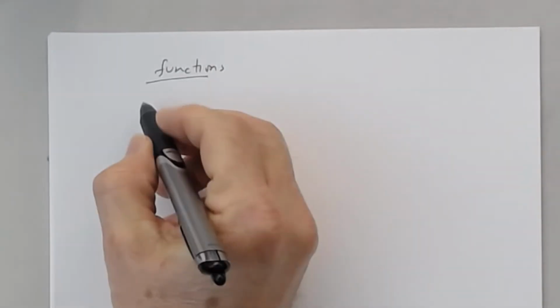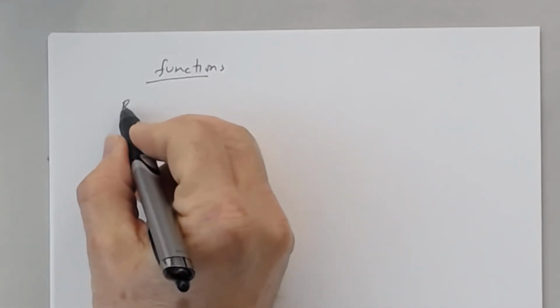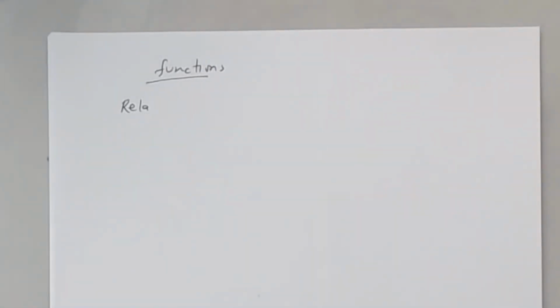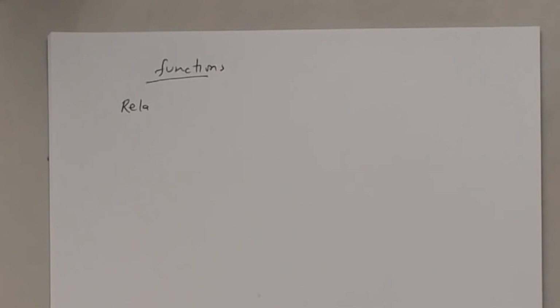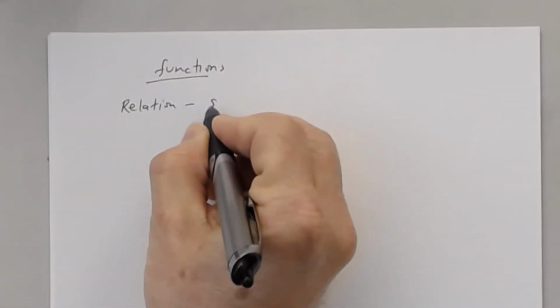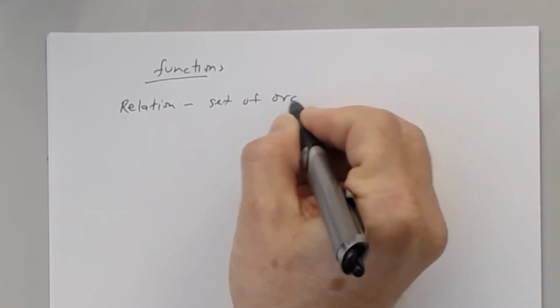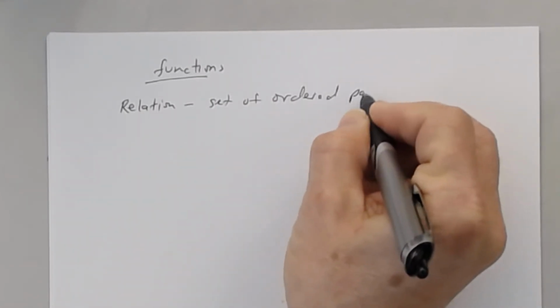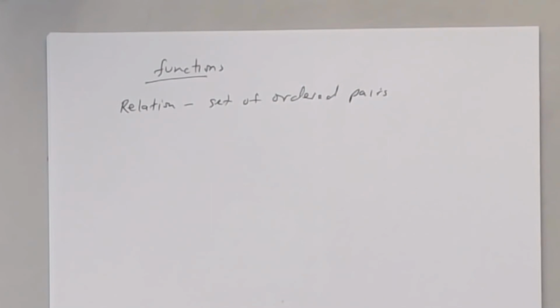So in order to talk about functions, we need to talk about a relation. You got to understand what a relation is. A relation is just a set of ordered pairs. That's all it is.